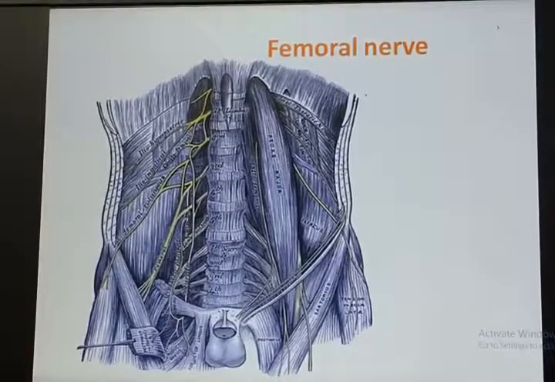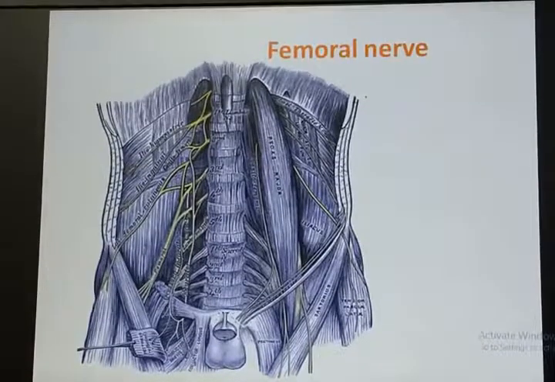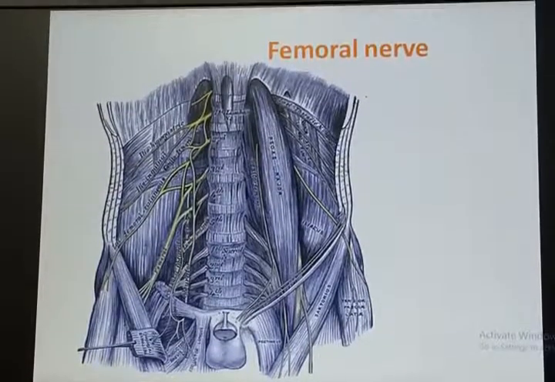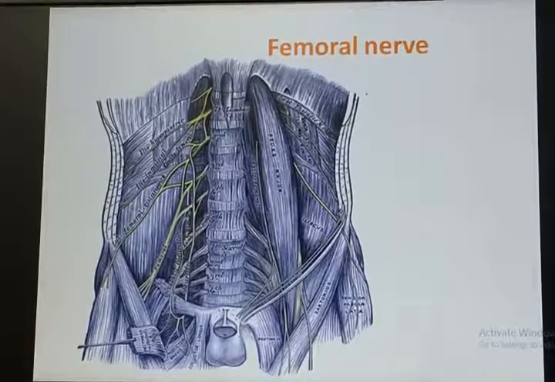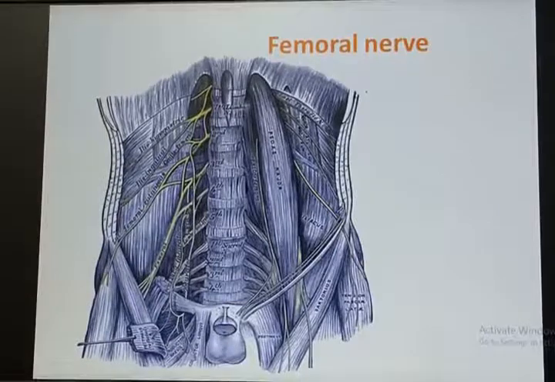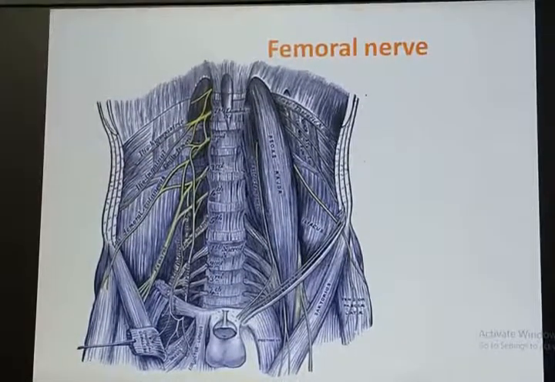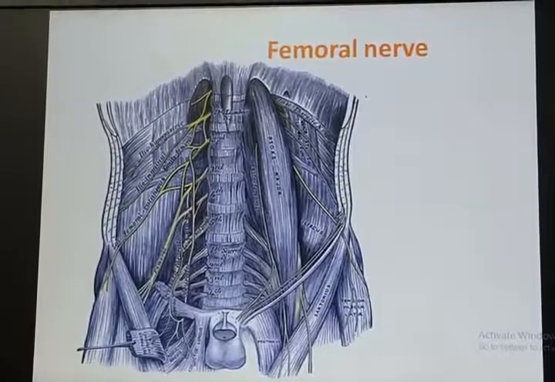This particular nerve has some branches, and the branches come from the trunk. So from the trunk it mainly provides three branches: the nerve to the iliacus, the nerve to the pectineus, and a few vascular branches to the proximal part of the femoral artery.